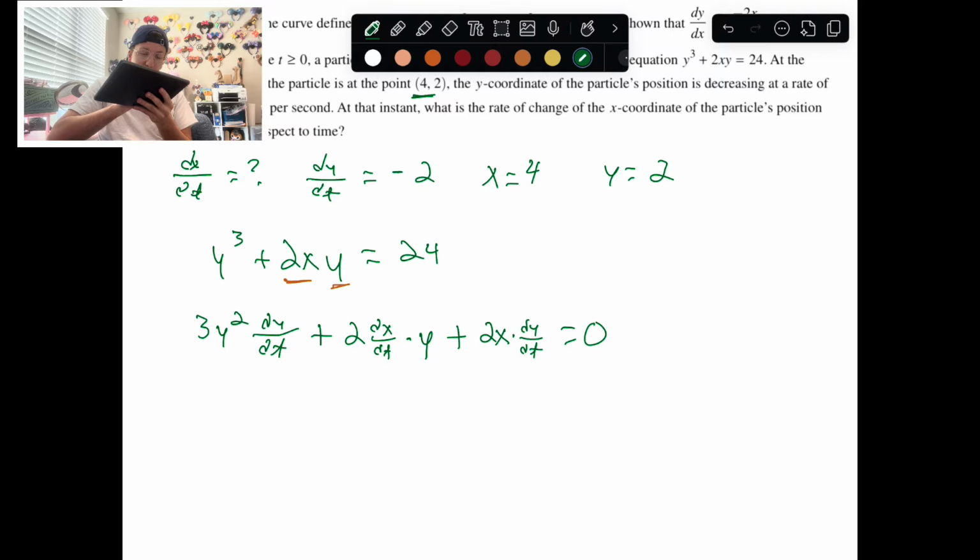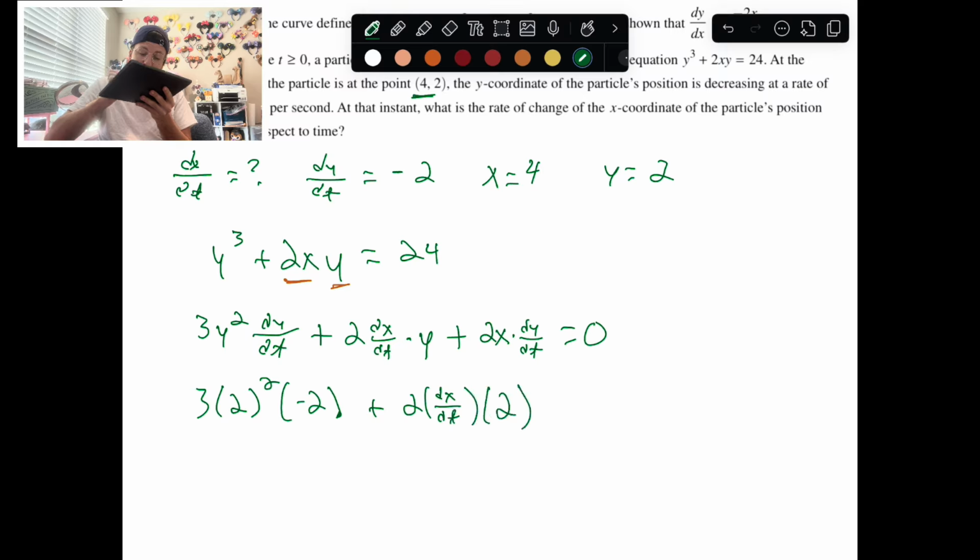So we have 3y squared. Let's plug in, so that will be 3 times y, which is 2, squared, times dy over dt, which is negative 2, plus 2 times dx over dt. We do not have that number, so I'm going to keep that as dx over dt, times y, which is going to be 2 again, and then plus 2 times x, which is 4, times dy over dt, which is negative 2, and that's all equal to a whopping 0.